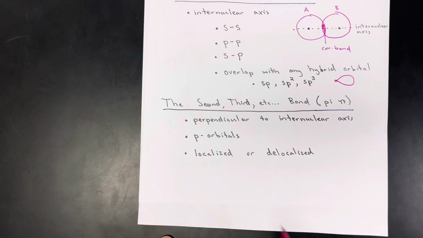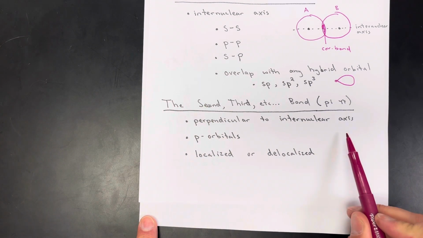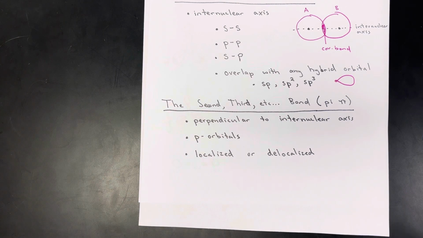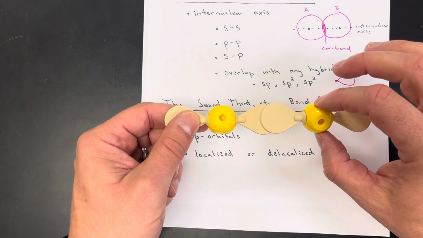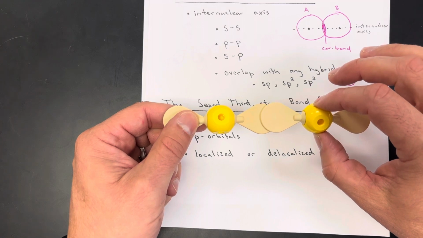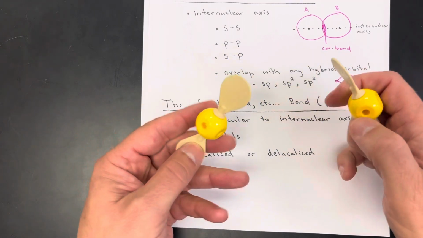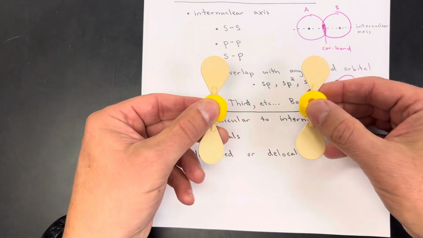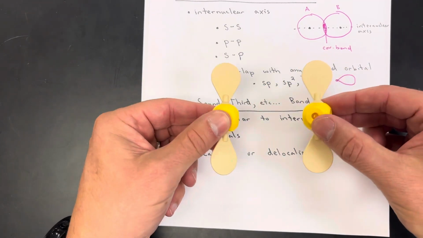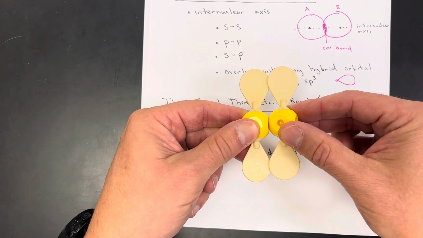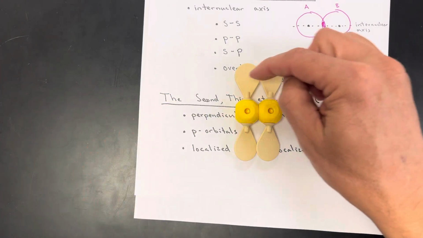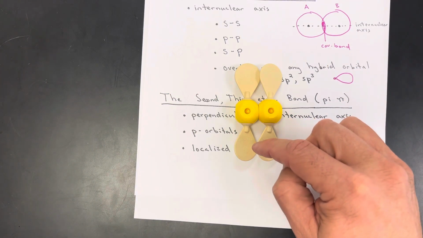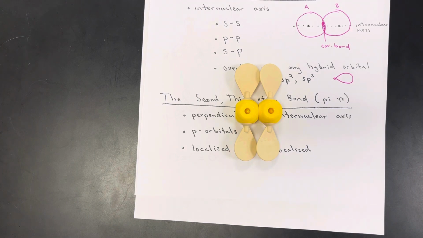So pi bonding occurs perpendicular to the internuclear axis. If we take a look at just p orbitals, if they're on the internuclear axis, they overlap like this, kind of like if this was the x-axis. But if they keep getting closer to each other, the p orbitals on the y-axis or the z-axis, if they get close enough, there's going to be overlap there as well. And this is the pi bond. If they overlap, this part overlapping and this part overlapping is what we call a pi bond.